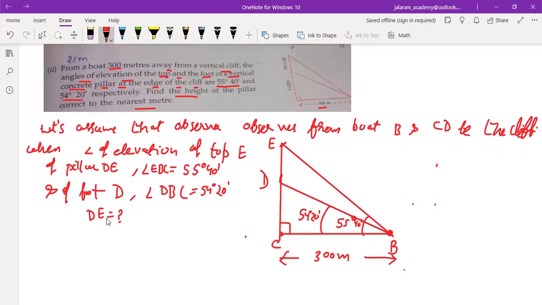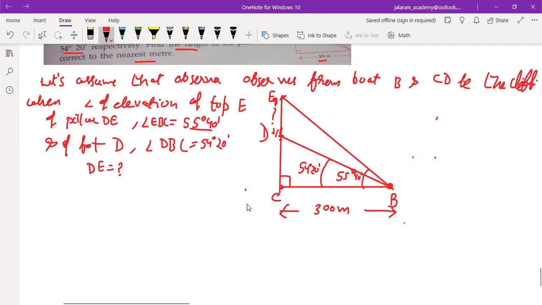So we have written everything. So read once more. From about 300 meters away from a vertical cliff, the angle of elevation of the top E of the pillar at the top of the cliff D is observed to be angle EBC equals 55 degree 40 minutes. An angle of elevation of foot D of the pillar is observed to be angle DBC equals 54 degree 20 minutes. And now we have to find the height of the pillar, that is this height ED. Don't represent it with H, D, X, etc. It is sufficient to write these points B, C, D, E.